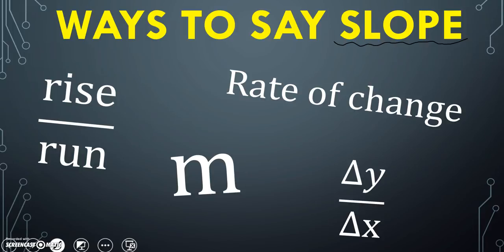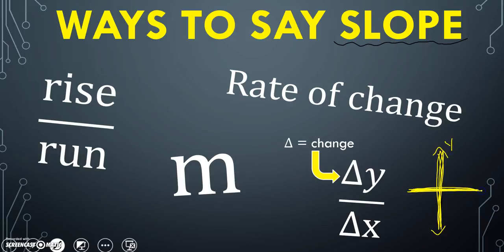And then we also have this change in Y divided by the change in X. So that little delta or triangle figure is change. This will come into play a lot tomorrow, so make sure you understand change in Y divided by the change in X. It's just another way of saying rise over run, really, because remember our y-axis goes up and down, which is our rise. So it's our change in Y, and then our x-axis goes left to right, which is our run. We run left to right, so that's our change in X.